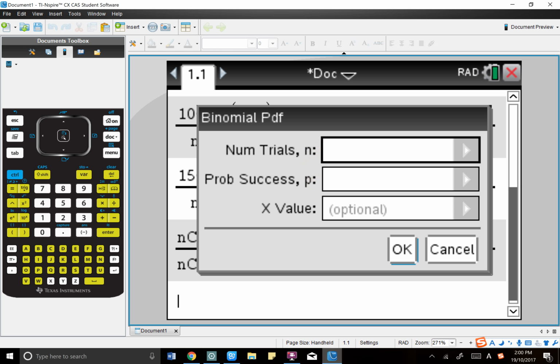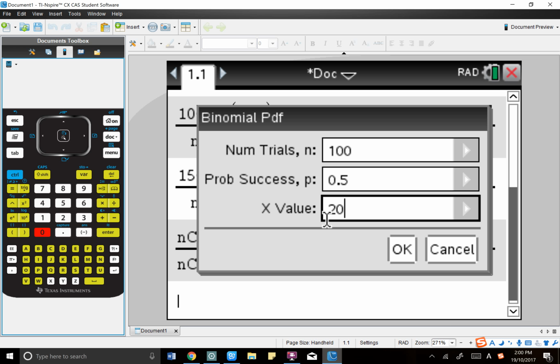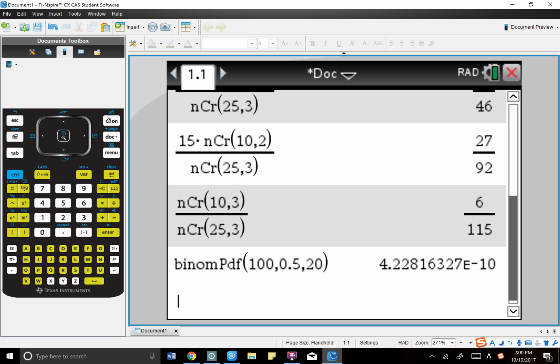So you put N and P in. N is 100 and P is 0.5. And the X value, what do you want? In this case, you want 20, 20 heads. Directly press OK because the formula is installed inside. And that's e to the power of negative 10. You have a really small number, 0.0000000004228. That's e to the power of negative 10, see at the back. So that's 10 to the power of negative 10. Really small number. But I'll just let you know how you find it.